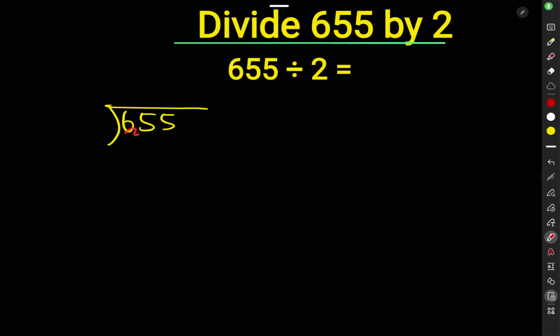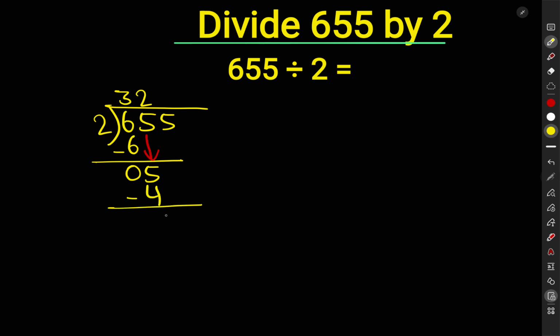We divide 655 by 2 in a long division method. So 2 times 3 is 6. On subtracting we get 0. So now we put down this 5 and 2 times 2 is 4. On subtracting we get 1.